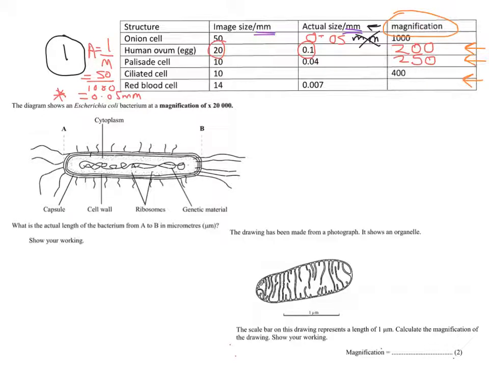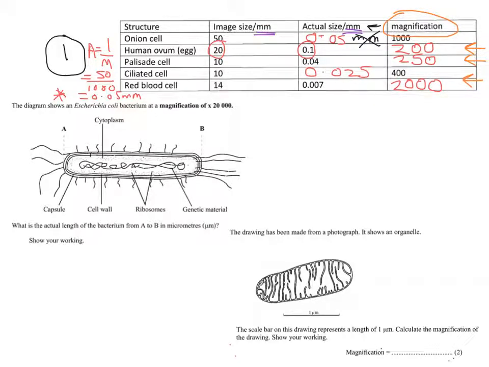For the ciliated cell, this value comes out as 0.025. And finally, we get a magnification of 2000. So hopefully you got those correct if you tried this question yourself. Let's talk about number 2.